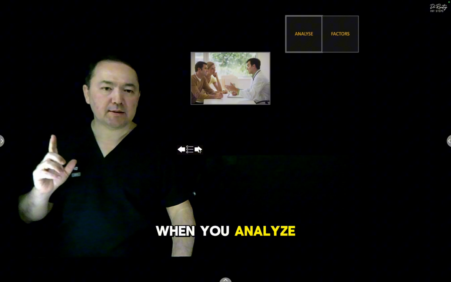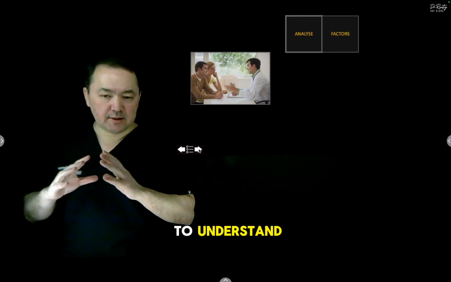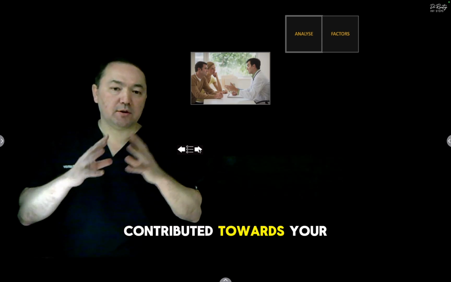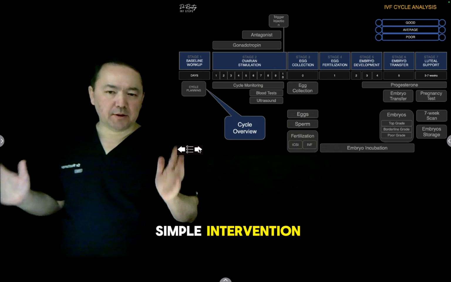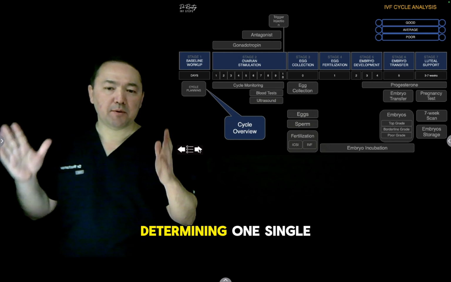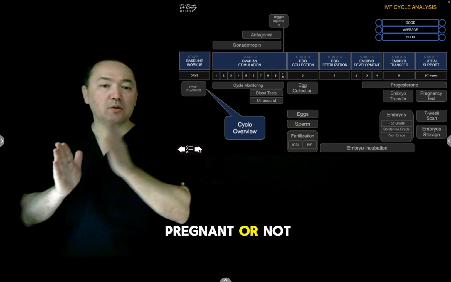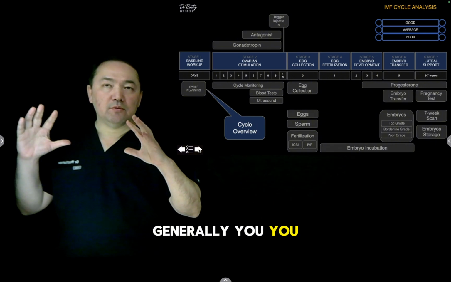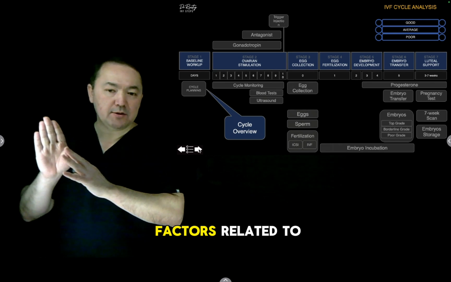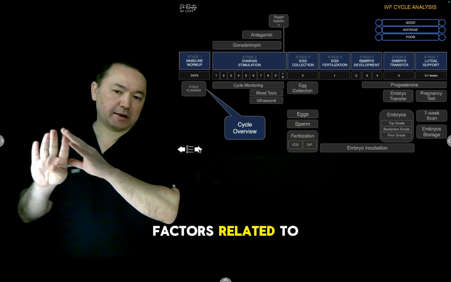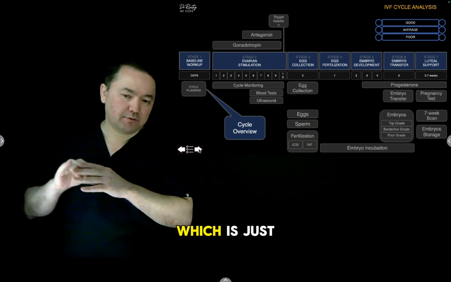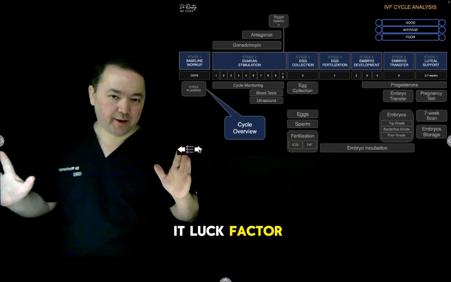When you analyze your IVF cycle, you really want to understand what the factors are which contributed towards your outcomes. IVF is not a simple intervention, it's a complex intervention, which means there are lots of factors determining one single outcome, whether you get pregnant or not. Generally, you divide factors into four big groups. One is factors related to the female patient, factors related to the male patient, factors related to your treatment, then random factors, which is just the roll of chance, or we call it the luck factor.